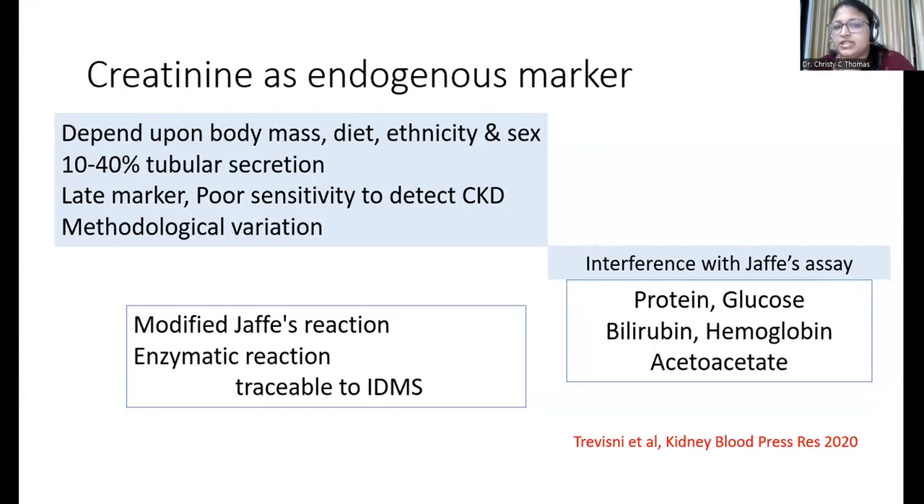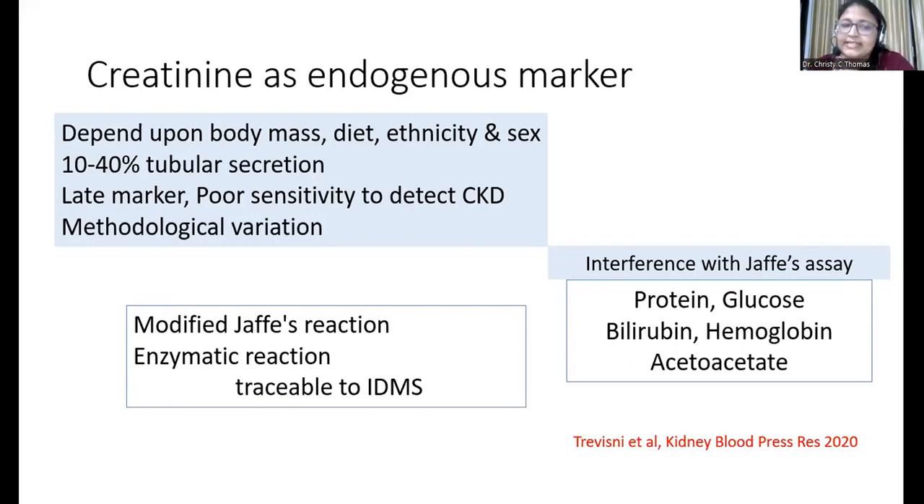There are some methodological issues also. There are mainly two methods to assess the blood creatinine levels. First one is the modified Jaffe reaction. The second one is the enzymatic reaction. The modified Jaffe reaction has interference with many chromogens which are usually present in the plasma, including protein, glucose, bilirubin, hemoglobin, and acetoacetate. These can interfere with the Jaffe reaction.